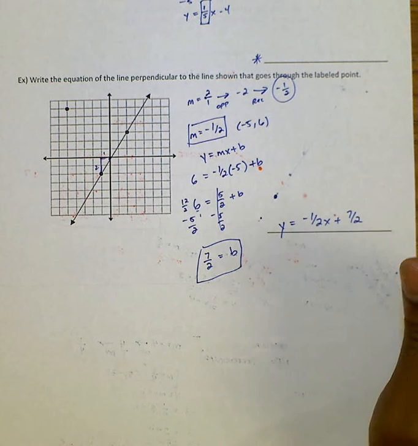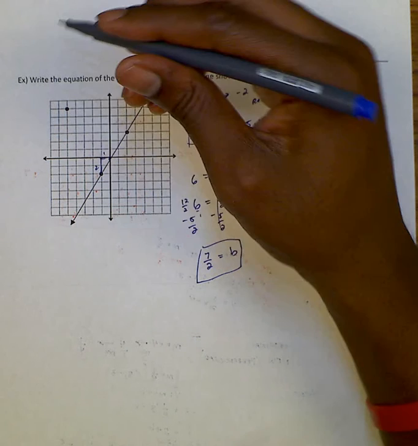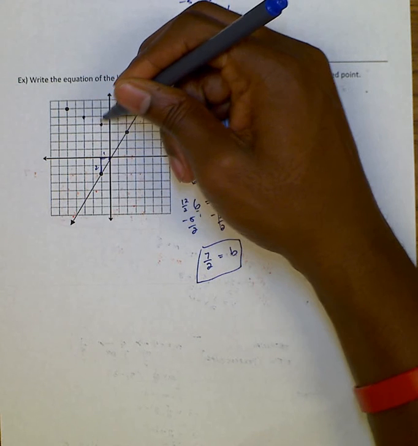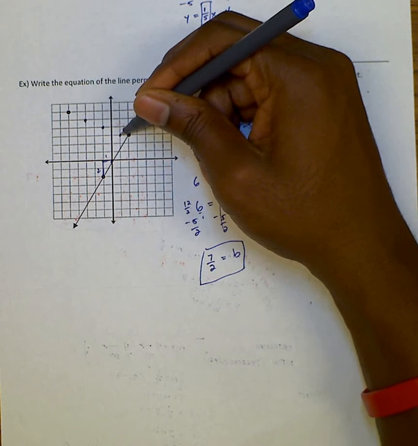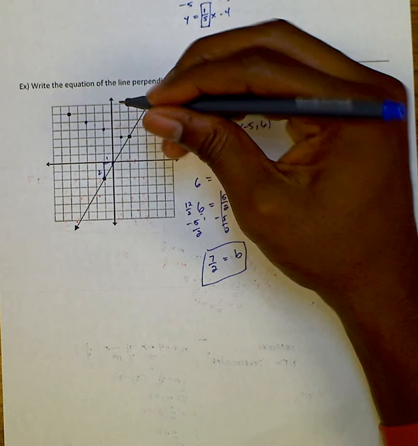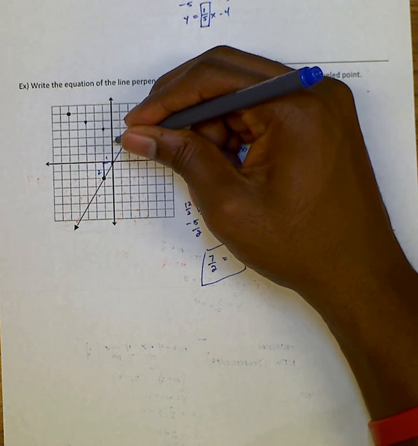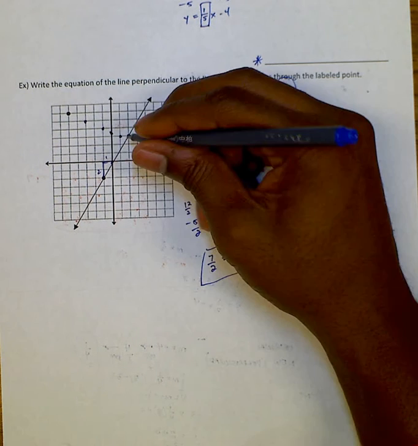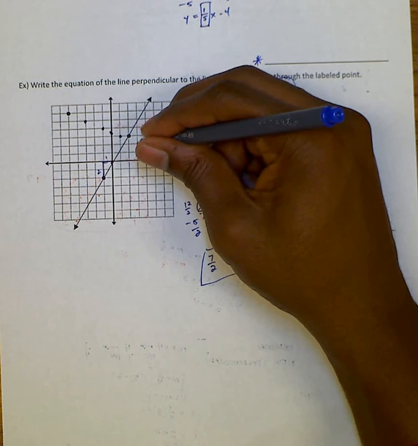That means it goes down 1 over 2, down 1 over 2, down 1 over 2. Okay, and 7 over 2 is like 3.5, so let's see if that makes sense. 1, 2, 3.5. Should cross right about there. Perfect. Alright, so that's our line.